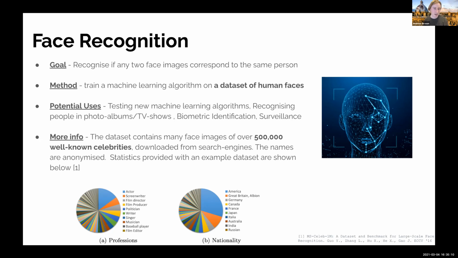There's testing out new machine learning algorithms, recognizing people in photo albums, TV shows, social media, biometric identification, and also surveillance. So with each of the case studies that we're giving you, we give you a more info section, and this should contain any relevant information for going through the worksheet. Some relevant information here is that the data set contains face images from over 500,000 well-known celebrities, and we include some statistics about the people represented in that data set.